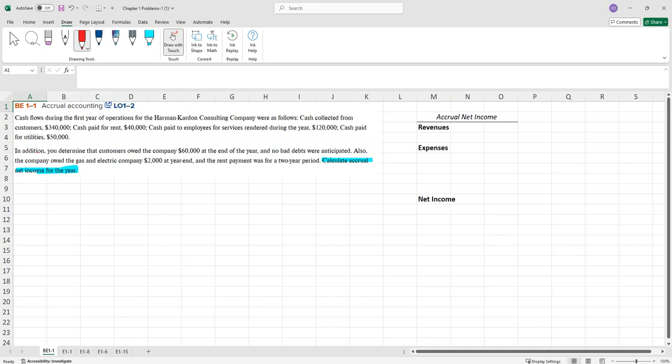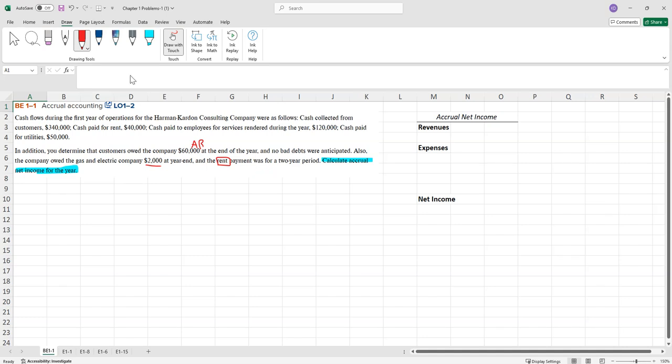It says, in addition, you determine that the customers owed the company 60,000 at the end of the year. So that must have been sales on account. We're not going to pay you now, we'll pay you later, but we gave them the goods or services. We must have earned that amount. There were no bad debt expenses. And it looks like we also owed the gas and electric company 2,000 at year end. And the rent was for a 2-year period. Okay, so we have a lot of different things here.